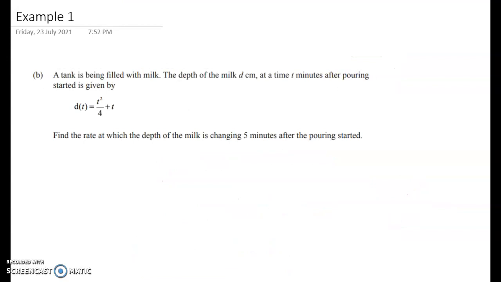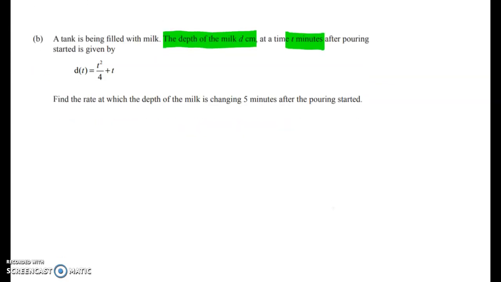So this is an old exam question. You can see straight away there's no x and y, right? We've got a tank that is being filled up with milk, and the 2 variables are the depth of the milk, d, centimetres, at a time t minutes after pouring started. Okay, so it works exactly like it did before. We could rewrite this as y equals 1/4 x squared plus x. And now that should look really familiar. But we're never going to bother doing that, right? We just get used to working with whatever variables we've got.